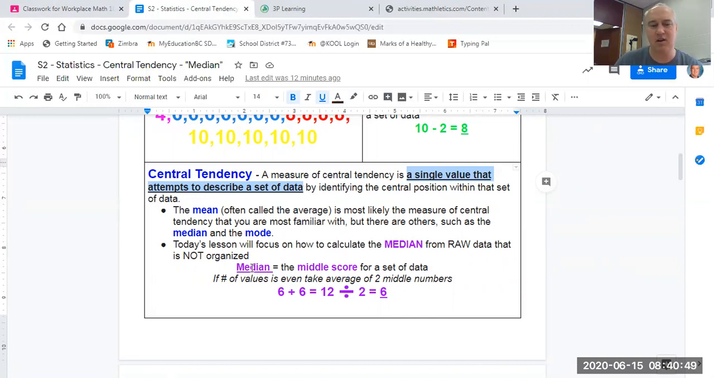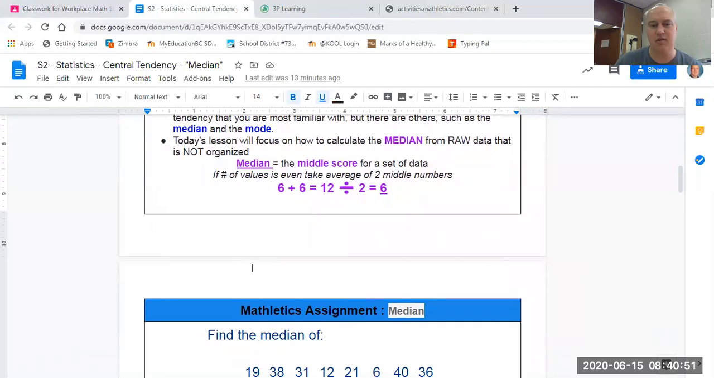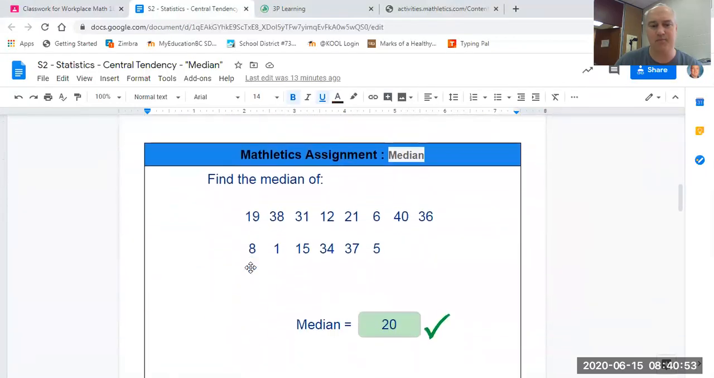So once again, let's take a look at this from the context of our assignment today. So your assignment today is called Mathletics Median. And in here, let's take a look at this example here. What we will see is it's asking us to find the median of this set of numbers.